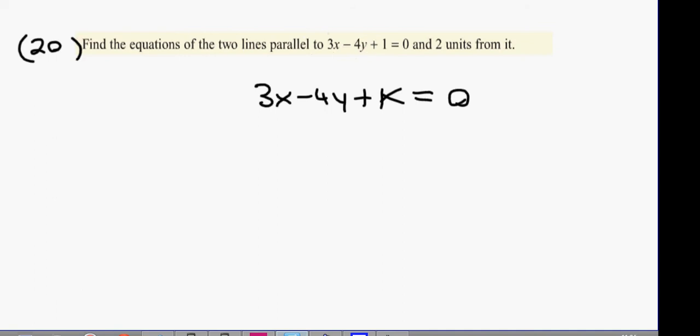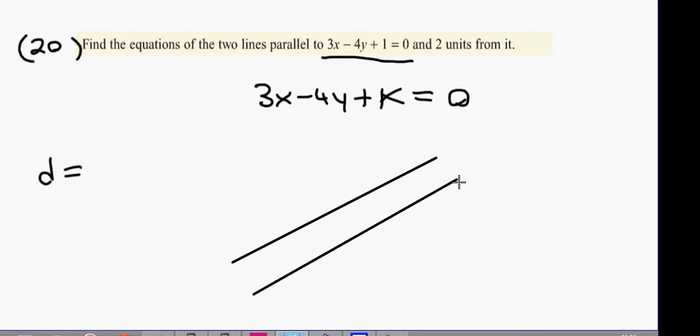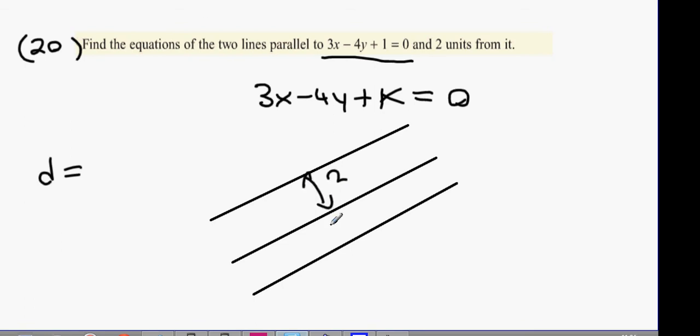So we need to find a point on this line. I'm going to tell you now why we need to find a point on this line. If we find a point on this line, what we're basically looking for is this. There's a parallel line that we know is this here. We're looking for 2 parallel lines, one of them above and the other one below. And when you measure the distance from here to here, it's 2.